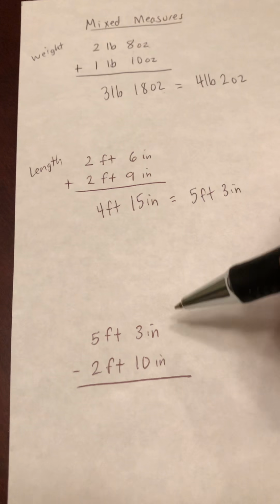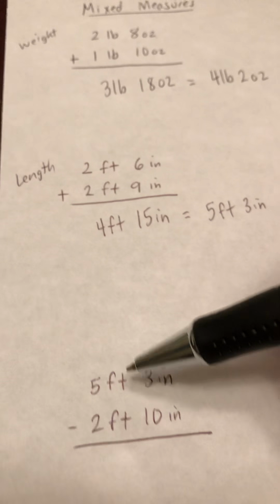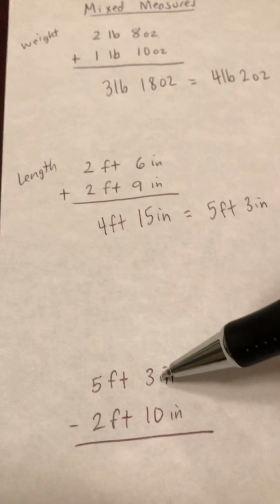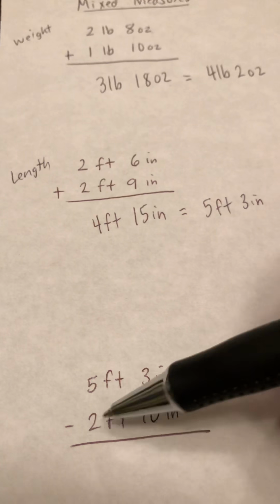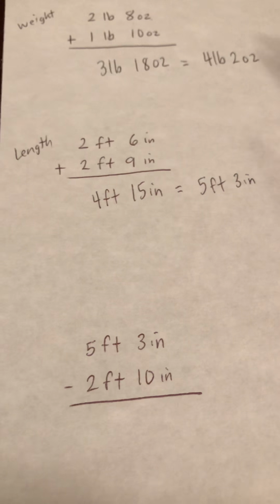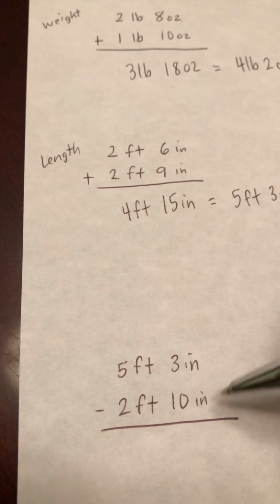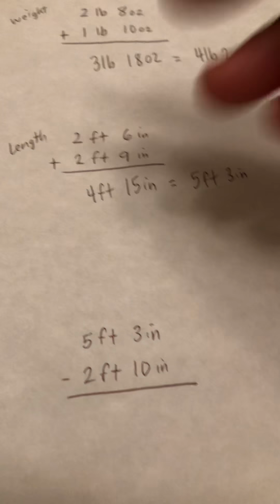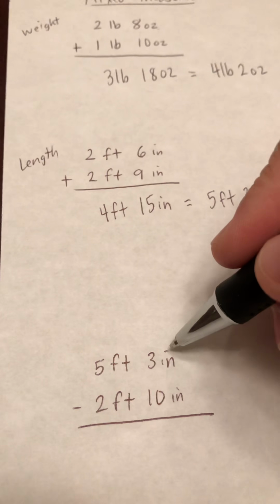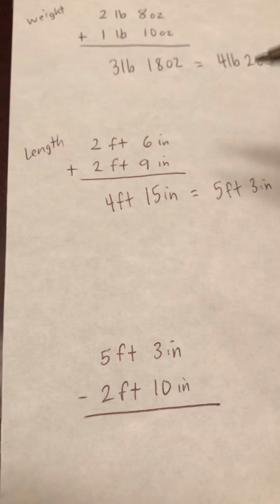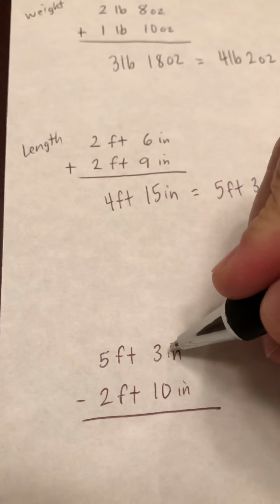All right, another one for length. Let's say I had a piece of wood that was 5 feet 3 inches, and I cut some away. I cut away 2 feet 10 inches. How much of that board is left? Well, we're going to do a subtraction here. First thing you need to notice is that when you only have 3 inches of something, you can't take away 10 inches from that. So we'd have to do a regrouping.